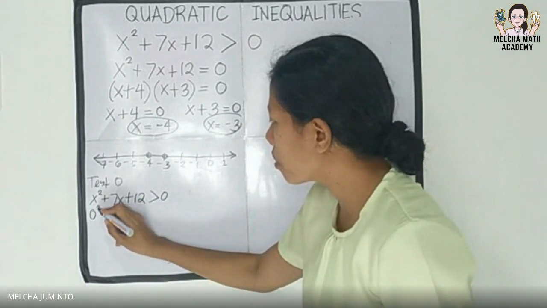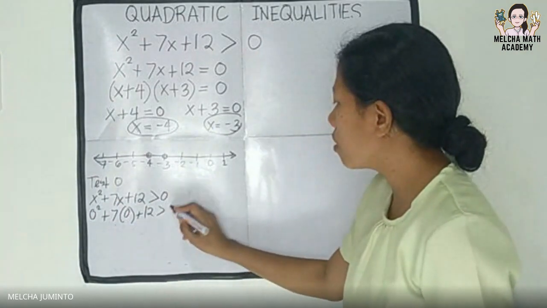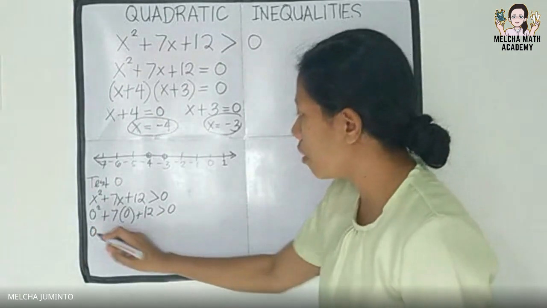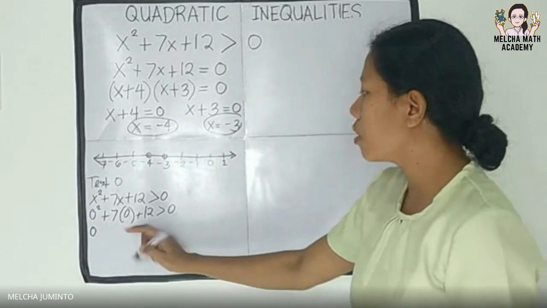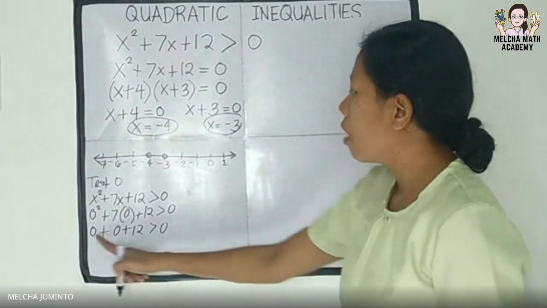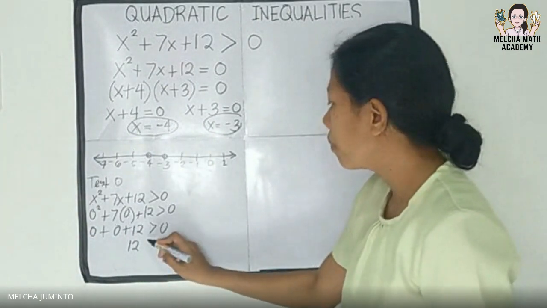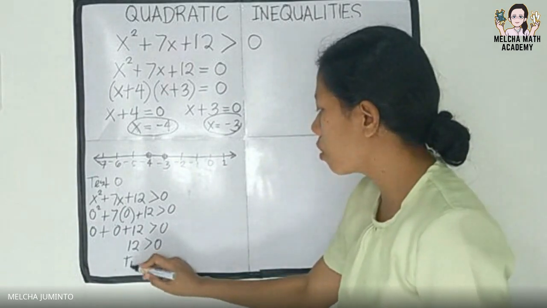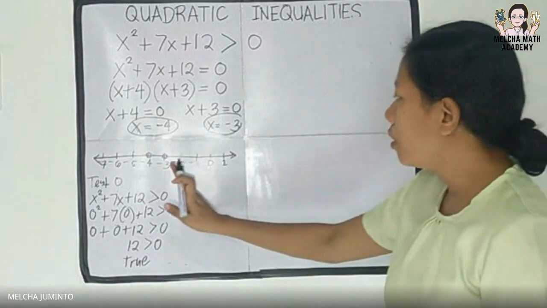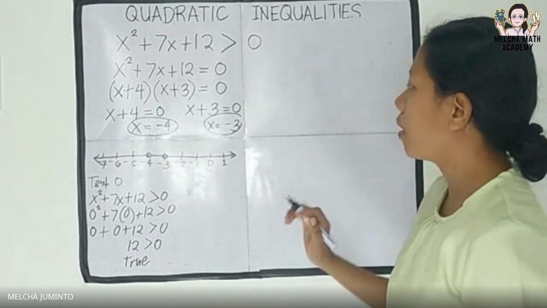It will become 0 squared plus 7 times 0 plus 12 is greater than 0. Once we square 0, the result is still 0. If we multiply 7 with 0, the answer is 0. 0 plus 0 equals 0. Plus 12 equals 12. 12 is greater than 0. That is true. Okay? That means the numbers to the right are solutions for this inequality.